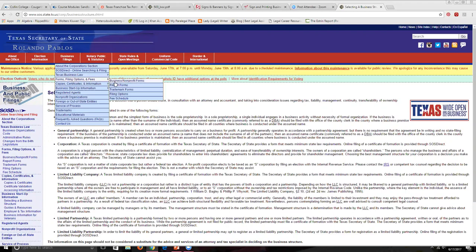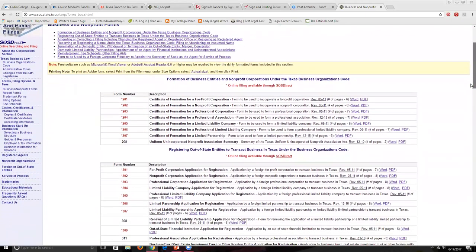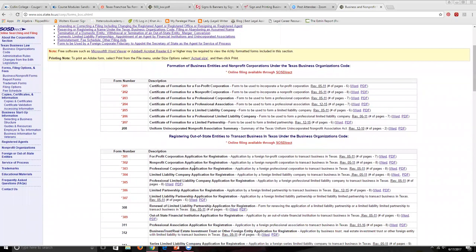So again, I'm going to go to the business nonprofit forms, and we can see we have a limited partnership. So here we are at 306. We have a limited partnership application for registration. We have a certificate of formation for a limited partnership. So those are just two examples of forms that you might need to complete with respect to a limited partnership. I'm not going to go back to this website in the future, but you can see here all the forms you would need.